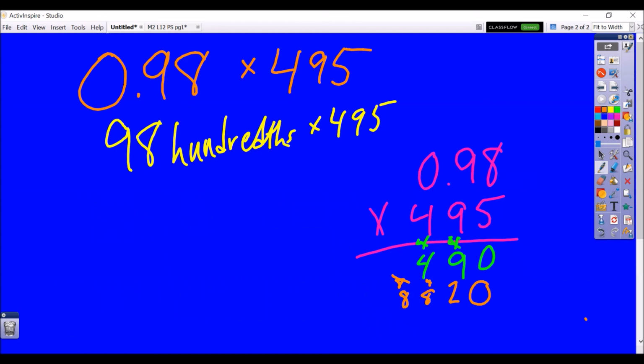Great. Now we can work on our hundredths place times the top number. And we first have to represent that with 2 zeros to get to the hundredths place. 4 times 5 is 20. 4 times 9 is 36, plus 2 more is 38. 4 times 4 is 16, plus 3 is 19.